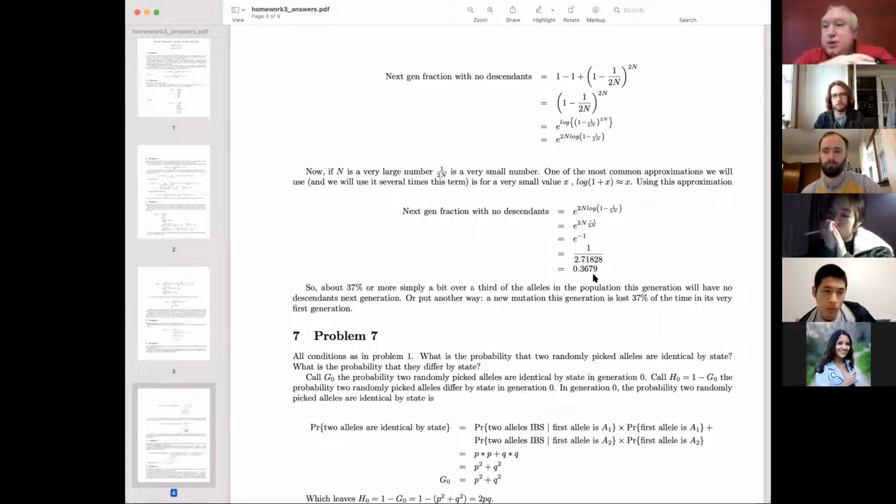But our intuition is something like a third of all super rare variation, things that are at frequency 1 over 2n, a third of them are lost next generation. We clear? Makes sense?